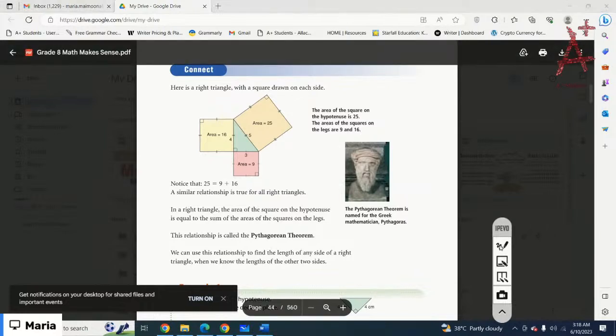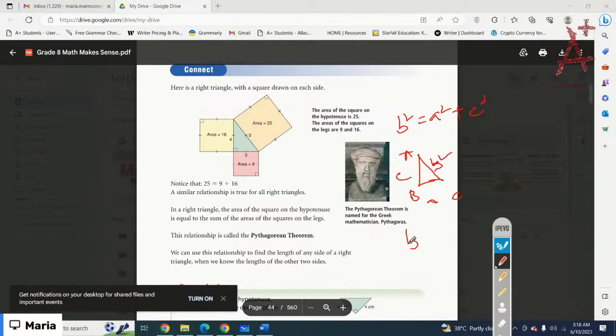So here 5 is the hypotenuse. Got it? So usually you can write it as b squared equals a squared plus c squared. That is a right angle triangle. This is A, B, and C. So that would be the hypotenuse. So you can write it as B squared equals A squared plus C squared. Got it?